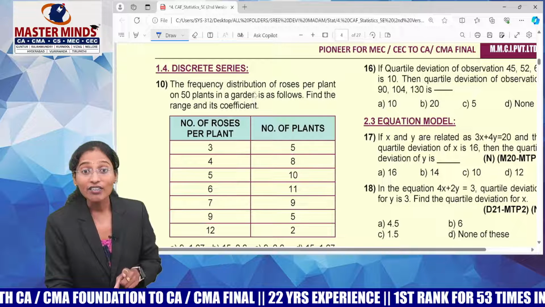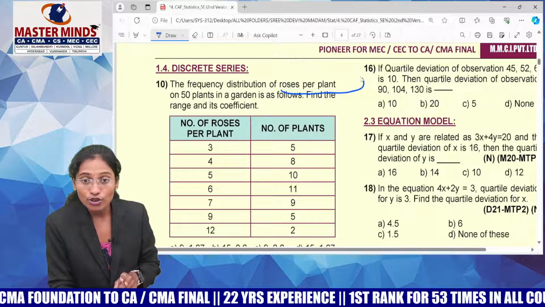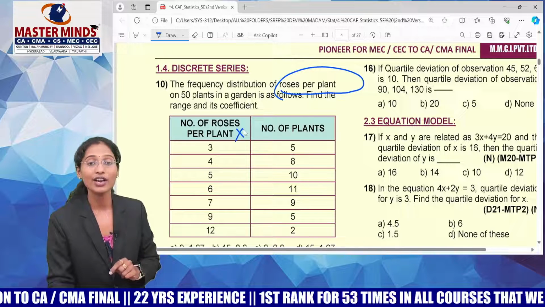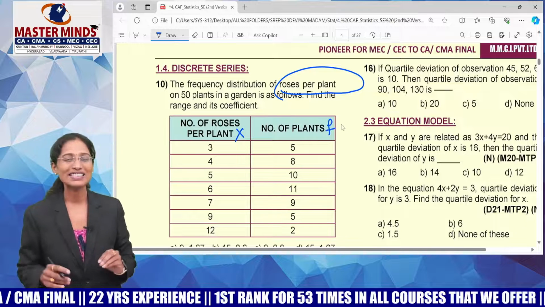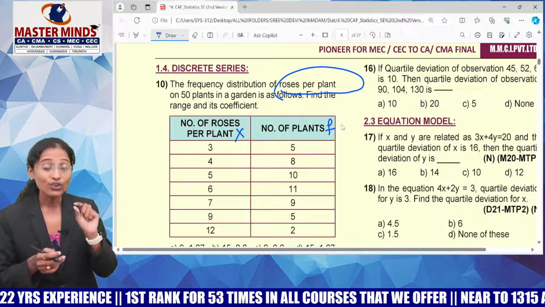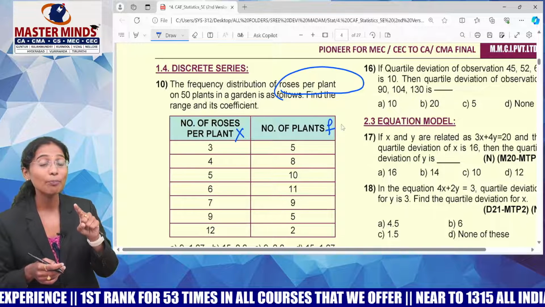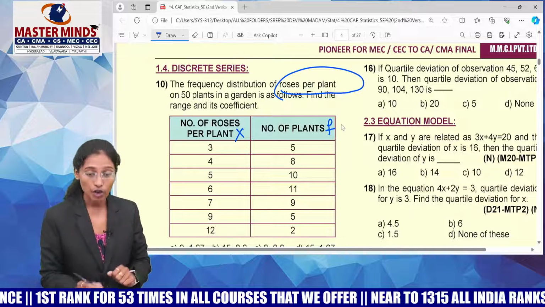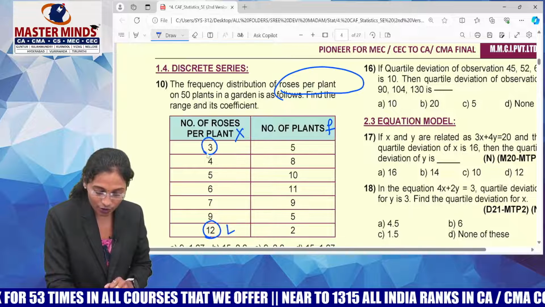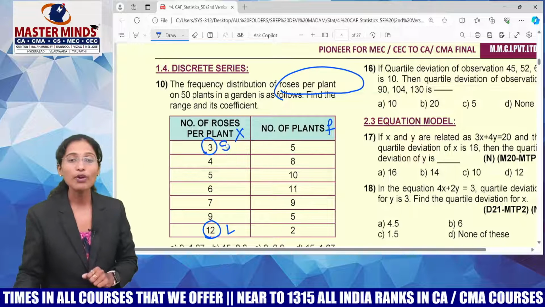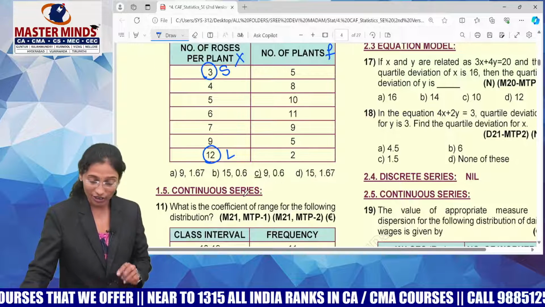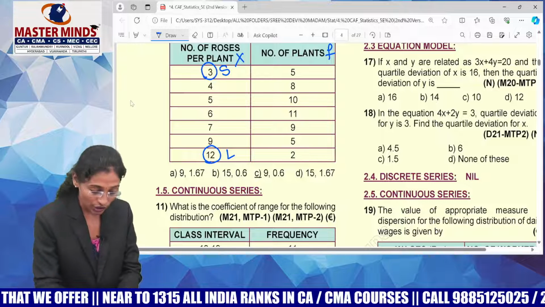Guys, tell me, we are talking about the frequency distribution of what? Roses per plant. That roses per plant is your x and the next one is your frequency. Range is not at all bothered about frequency, guys. So, listen to me. To calculate range, you must understand who is the biggest observation, means biggest x value. What is the biggest x value? 12. That is considered as L. And the smallest x value? 3. That is considered as S. Tell me the formula for range. L minus S, it means 12 minus 3. 12 minus 3 means how much? 9.